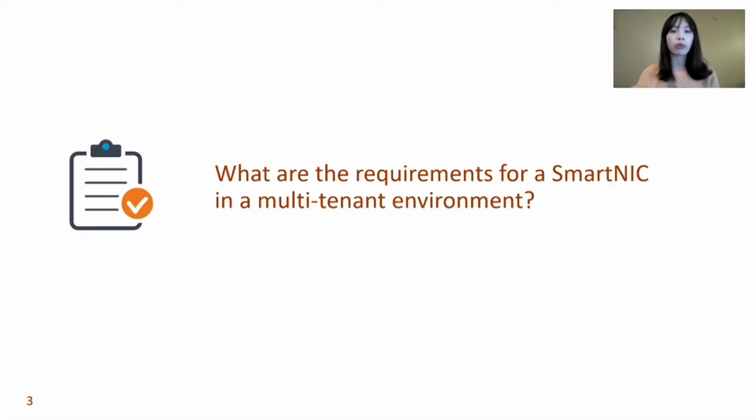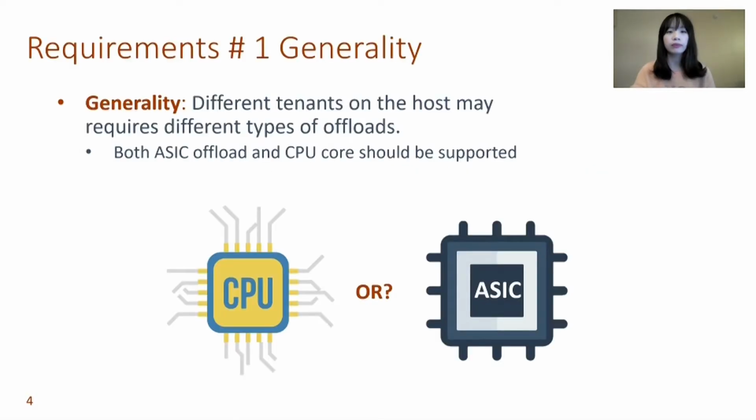So what are the requirements for SmartNIC in the multi-tenant cloud? The first requirement is generality. Since different tenants on the host may require different types of offload, the NIC should not restrict the types of offload. The NIC should support using both CPU cores and hardware accelerators as the underlying engine, because different types of offload may have different preferences of the engine type.